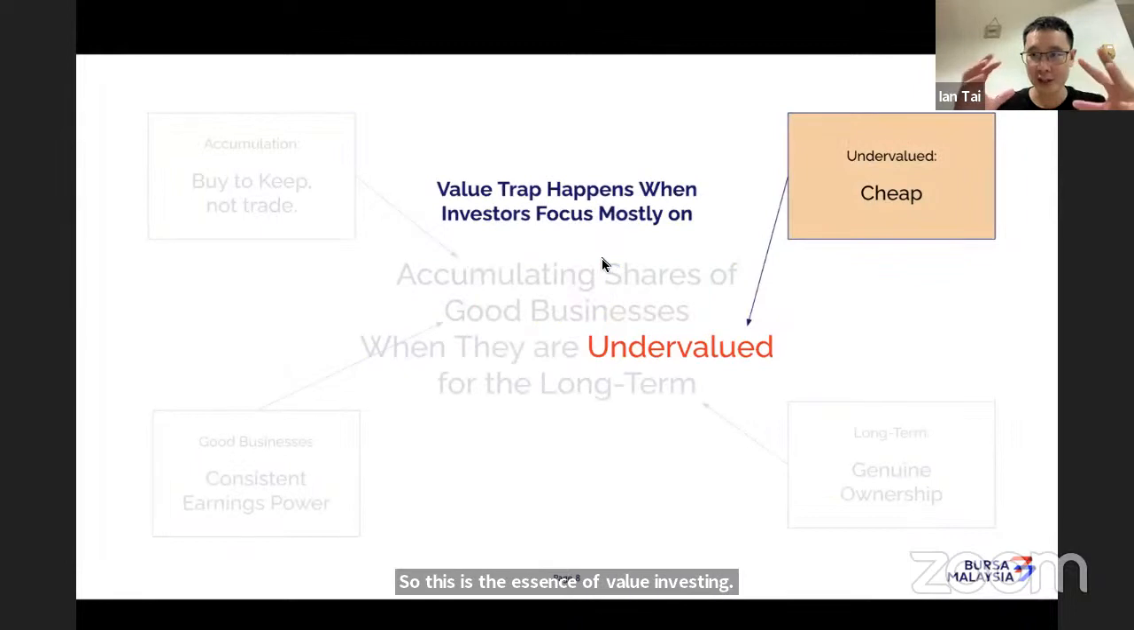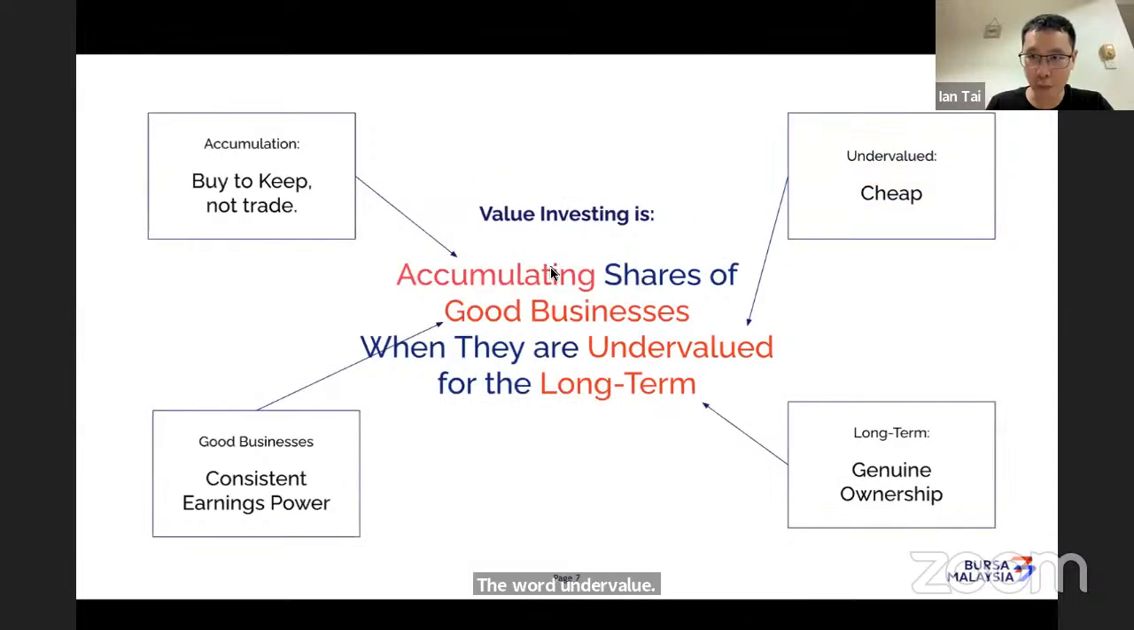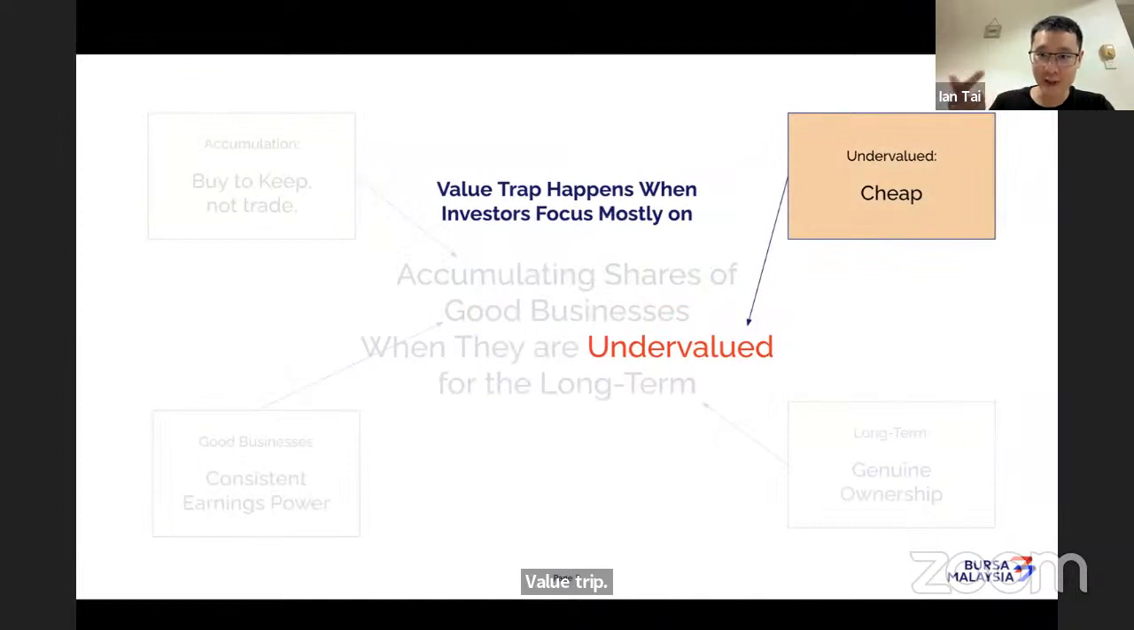Now, here is where the problem comes in. Value traps often happen when investors focus mostly on the word undervalued. There are four components to value investing: accumulation, good businesses, undervalued, and long term. But value traps often happen when investors only focus on the third component, undervalued, and somehow dismiss, ignore, or lower the weightage on the first, second, and fourth components. So do remember that.